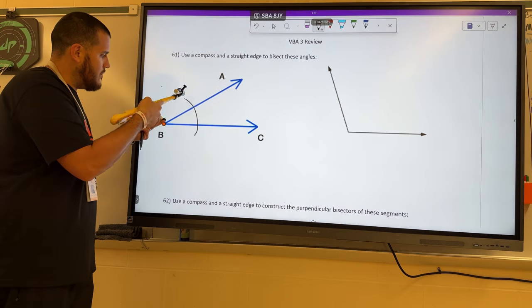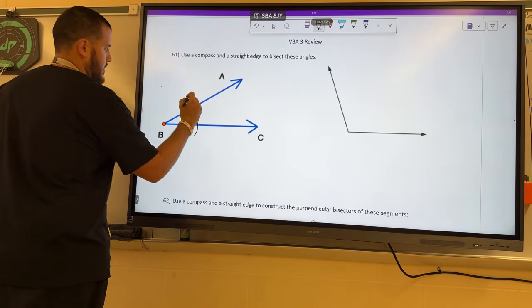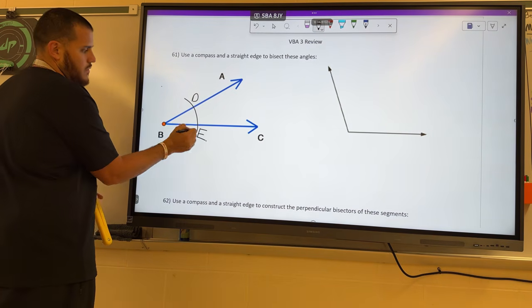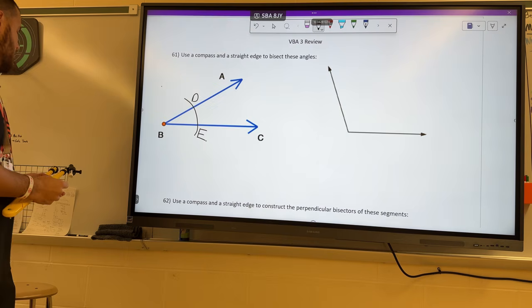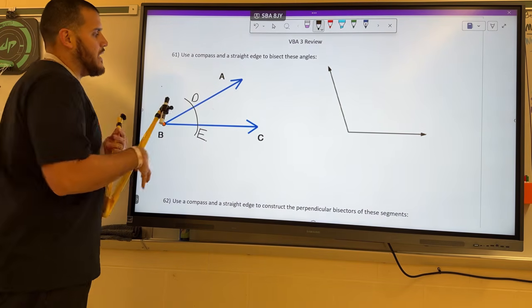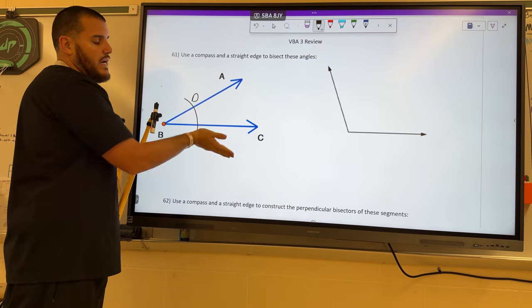Let me try that again. There we go. Goes all the way through. Then we have some new points here that we're going to label. I'm going to call this one point D, this one point E, these intersections between my arc and the sides. We're then going to take a measurement on our compass that will allow us to make arcs here in the interior space between the sides of our angle.